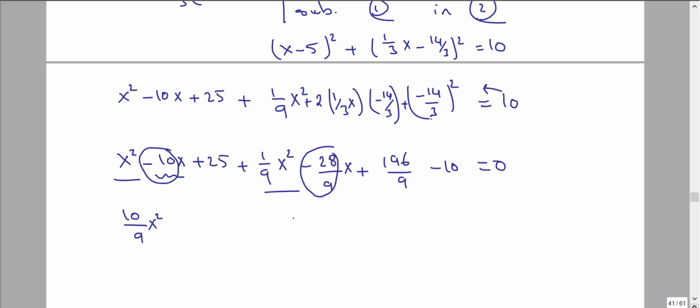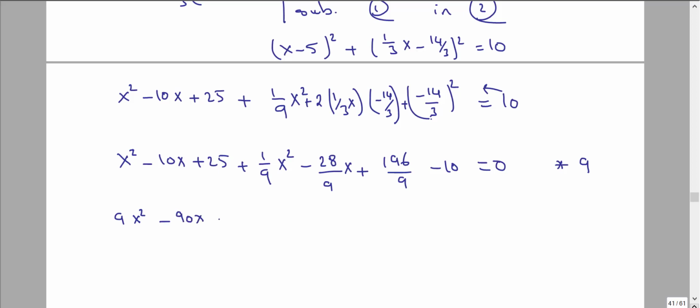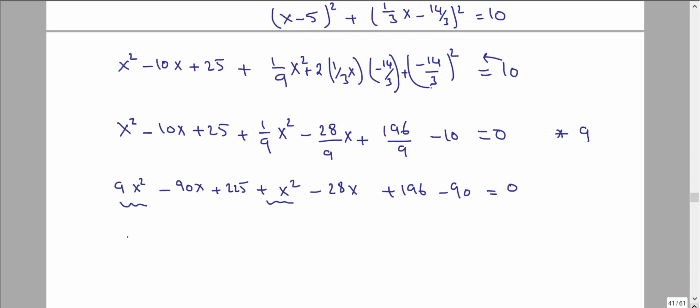You know what? I'm going to tell you something. You can get rid of all the fractions in an easy way. You can multiply the whole thing by 9. It will be 9x squared, all the terms, minus 90x plus 225 plus x squared minus 28x plus 196 minus 90. This is easier to solve. So you add the two here now, and now there are no more fractions. This is a smart way to do it.